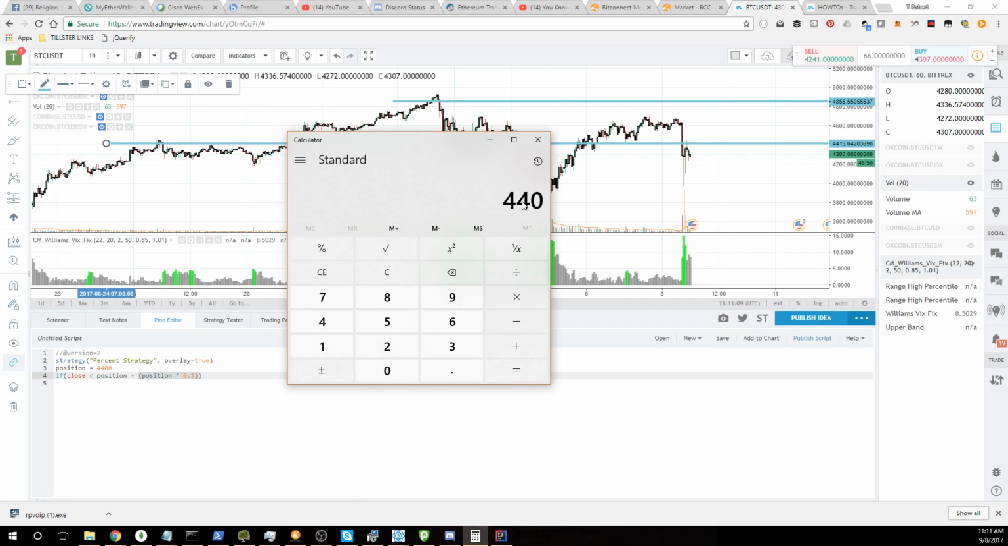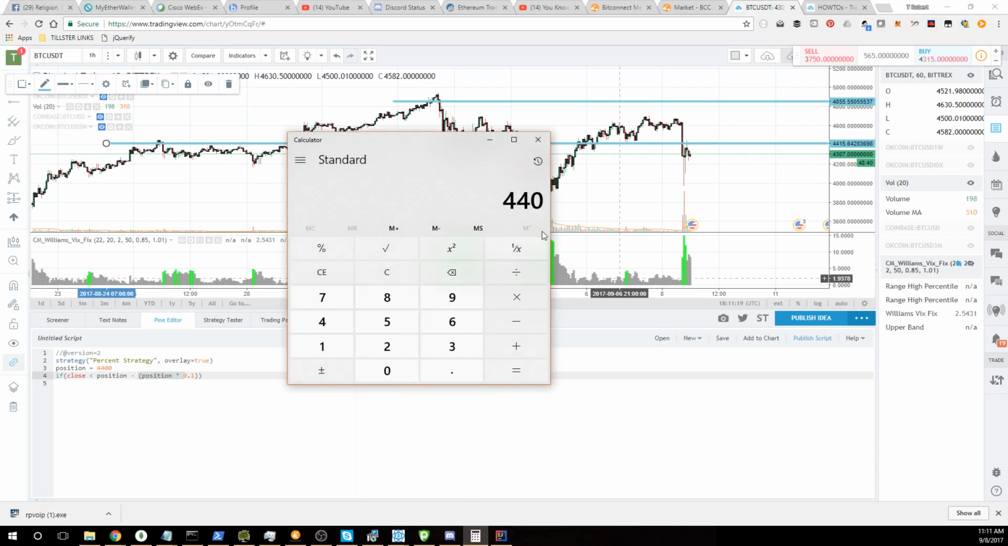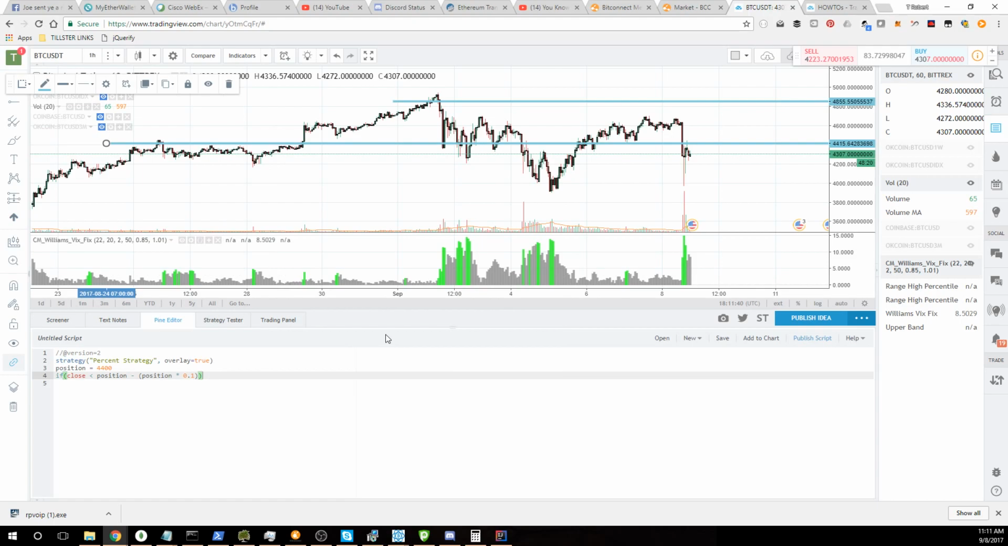then we have 440. So if we have our position, which is 4,400, and we subtract from that 440, well, let's do the math. 4,400 minus 440, which is what I computed on this side right here, is equal to 3,960.